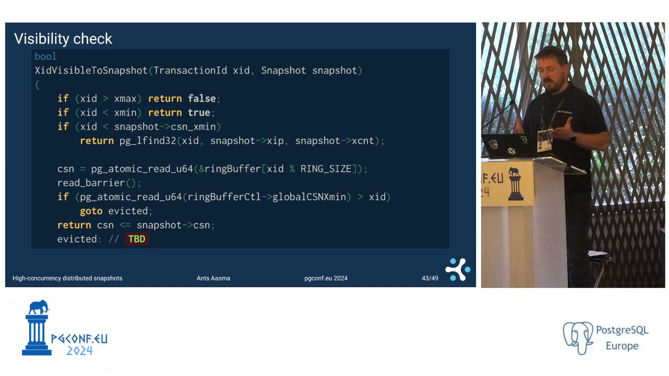And the visibility check in that case will be somewhat similar to how it works currently. We have this xmax and xmin checks, and then we will branch on the CSN value. If it's lower, we do this old-style XIP check. If it's bigger, then we read the value from the ring buffer and we check that this value was not evicted.